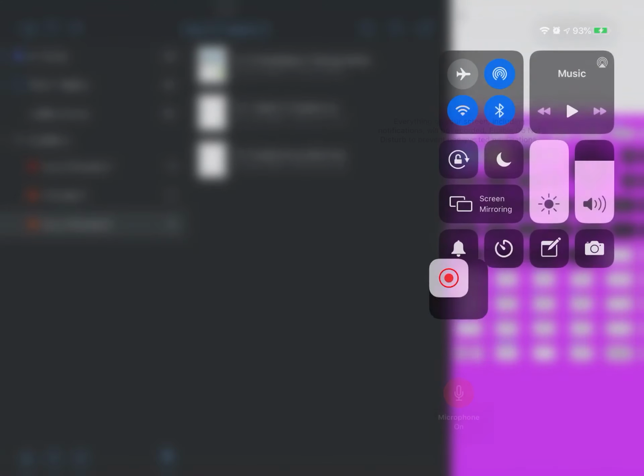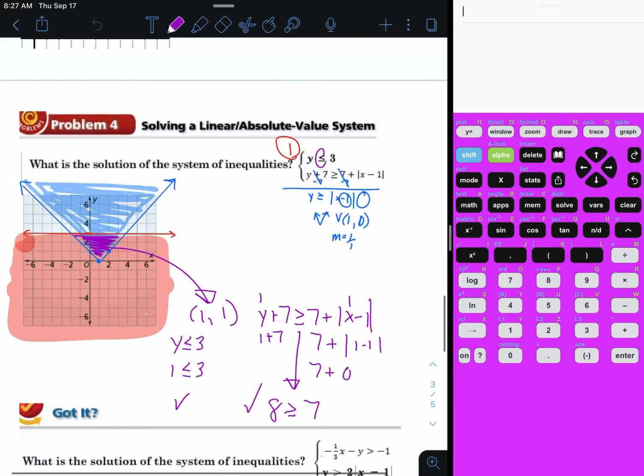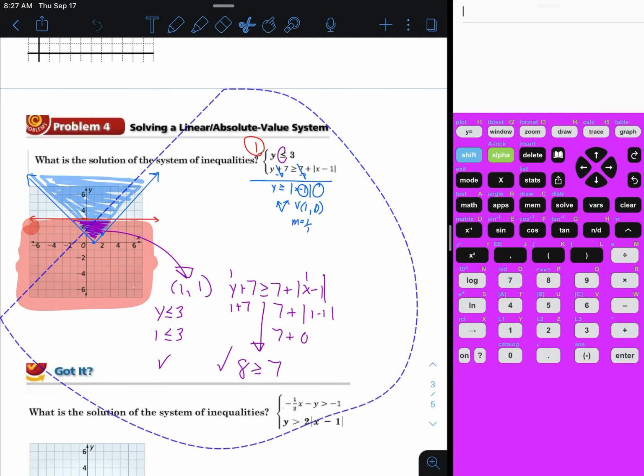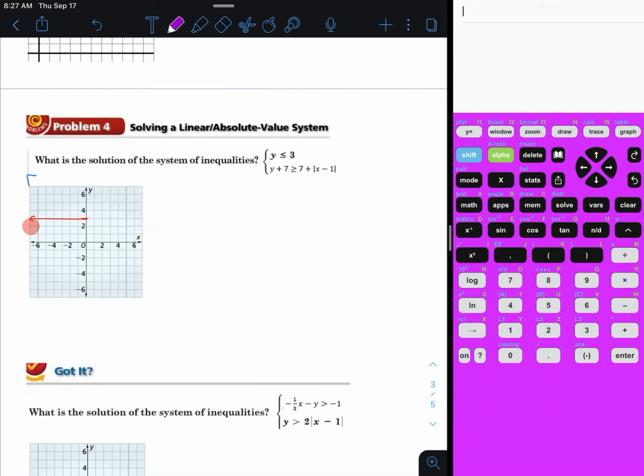Hey everybody, this is now the fourth time that I'm going to do this fourth page. Hopefully this time it'll take. All right, let's go for it.